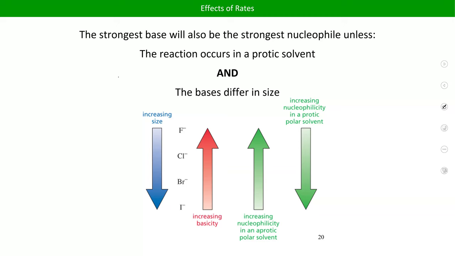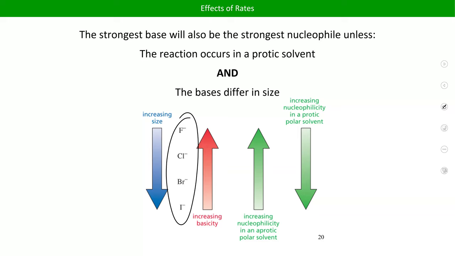So in a polar aprotic solvent, we wind up with increasing nucleophilicity. And then it's opposite if we're in a protic polar solvent. And this is just for these three, or these four. And so the bigger they get, the less they're affected by the solvent. Again, this is really getting down to the splitting hairs part. So I know we're spending more time on this because it's more complicated. The most basic point is, the stronger the nucleophile is, the worse it is as a leaving group.